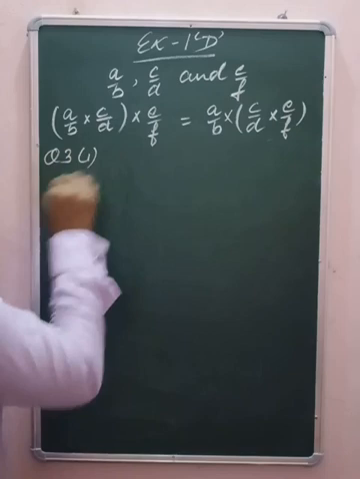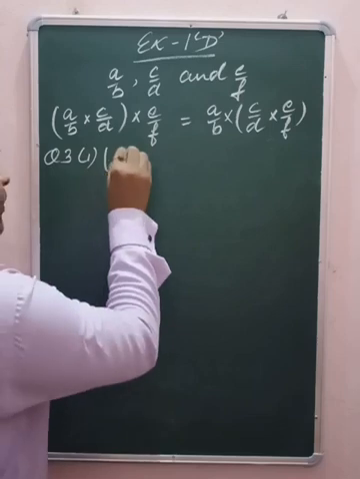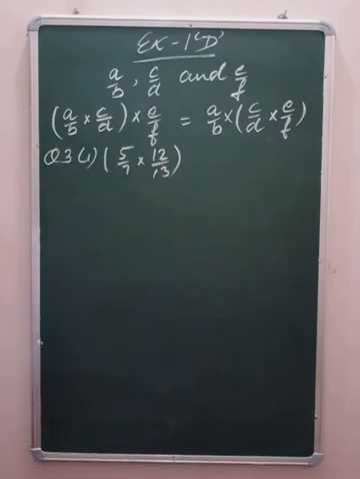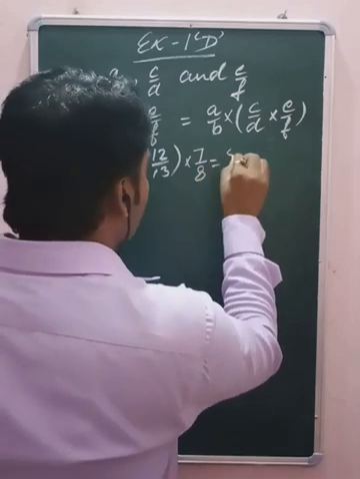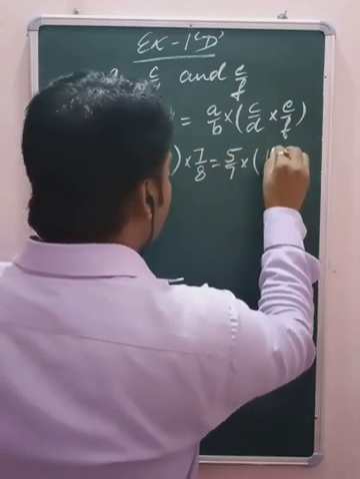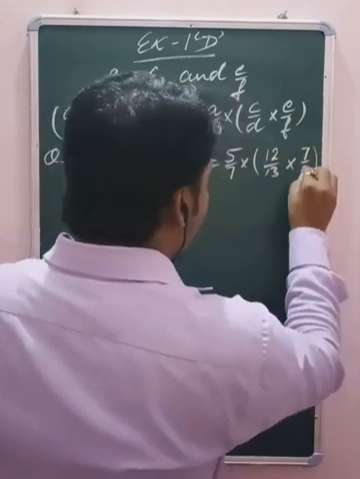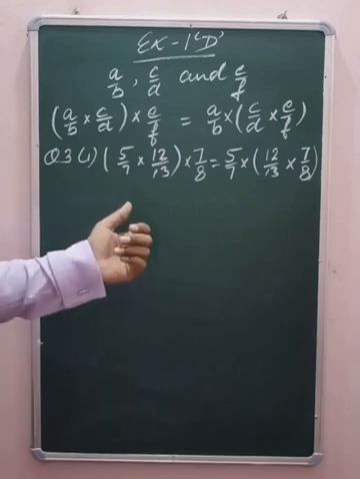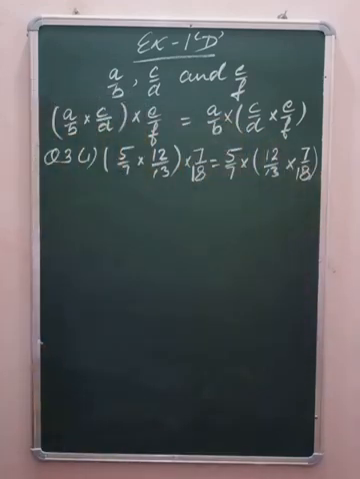So question number 3, first part. In the first part we have been given 5 by 7 multiplied by 12 by 13, into 7 by 18 is equal to 5 by 7 into 12 by 13 into 7 by 18. So this is the question in which we have been given 5 by 7 into 12 by 13 into 7 by 18. Sorry, it's 7 by 18 here. So again we will go through the same process.